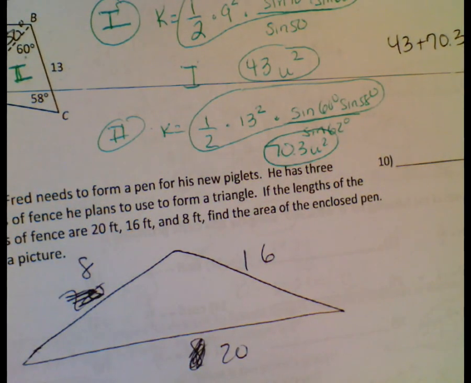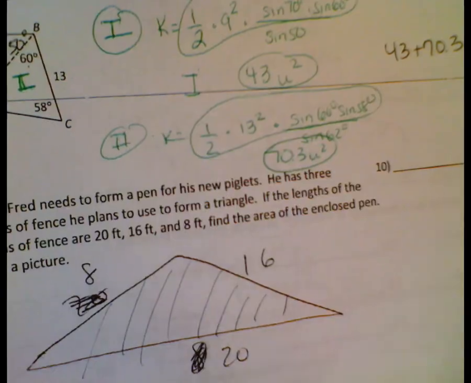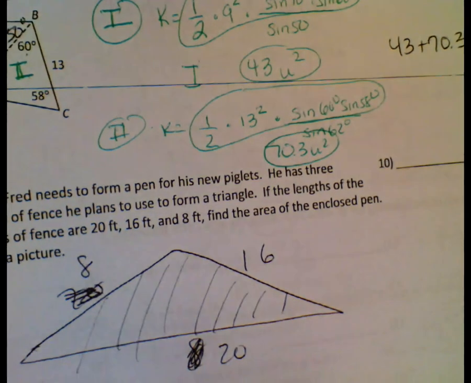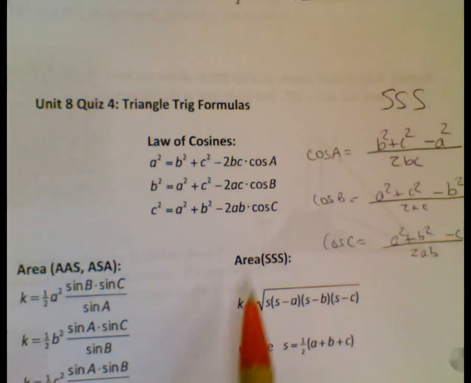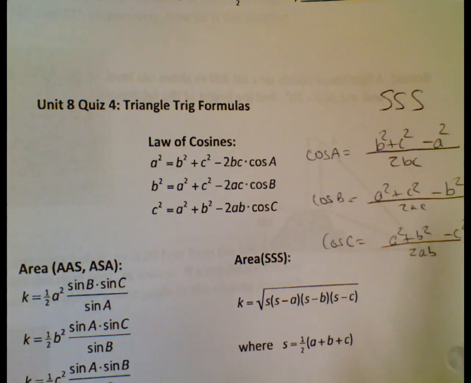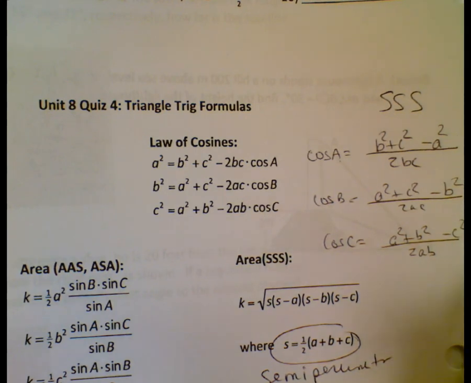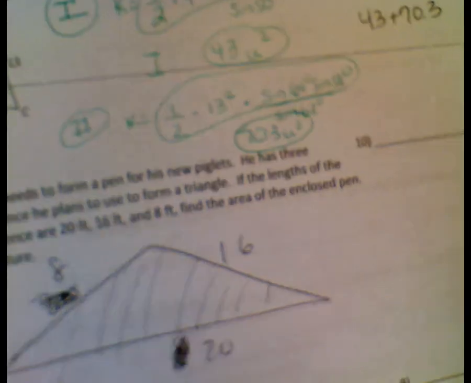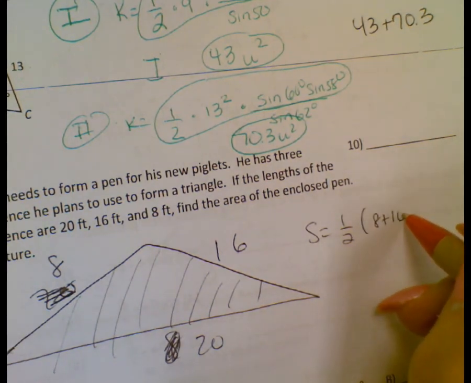Sketch a picture. I wouldn't say it's the greatest picture, but it's a triangle with 3 sides. So how do you find the area of this triangle? There's only one area formula I gave you that involved 3 sides. It's right here, if you look from yesterday. In order to use this formula, you have to first find the semi-perimeter. Semi-perimeter is half the perimeter. So we're going to add all 3 sides and take half of it. So we're going to find S, which is 1/2 of 8, 16, and 20.